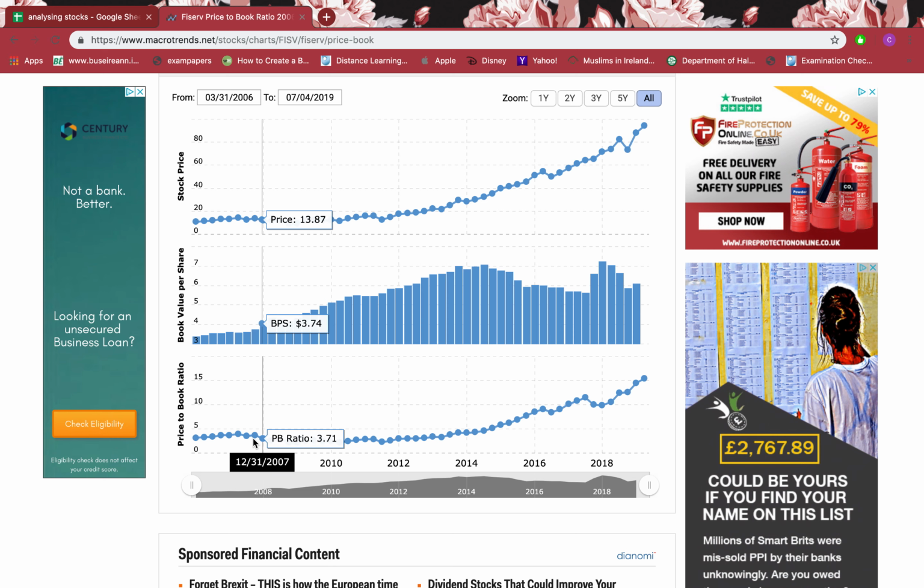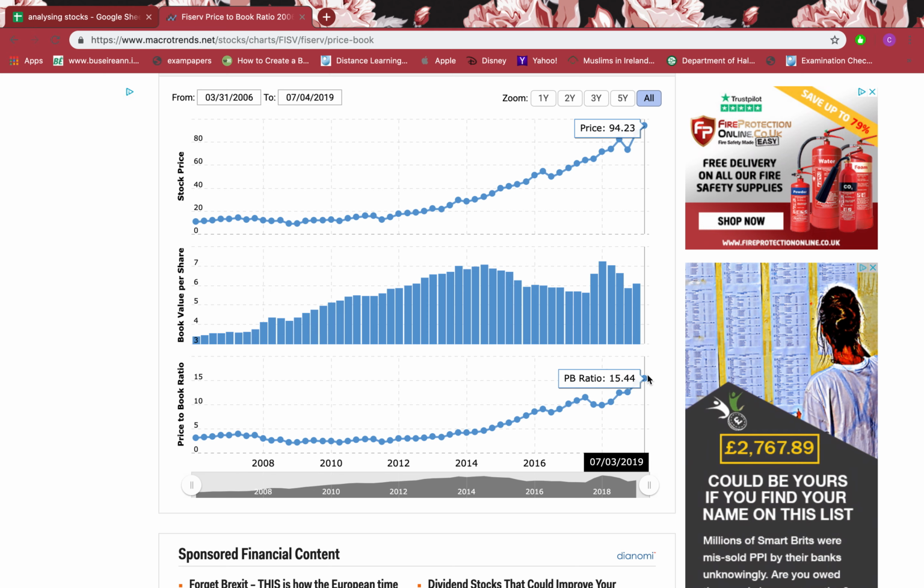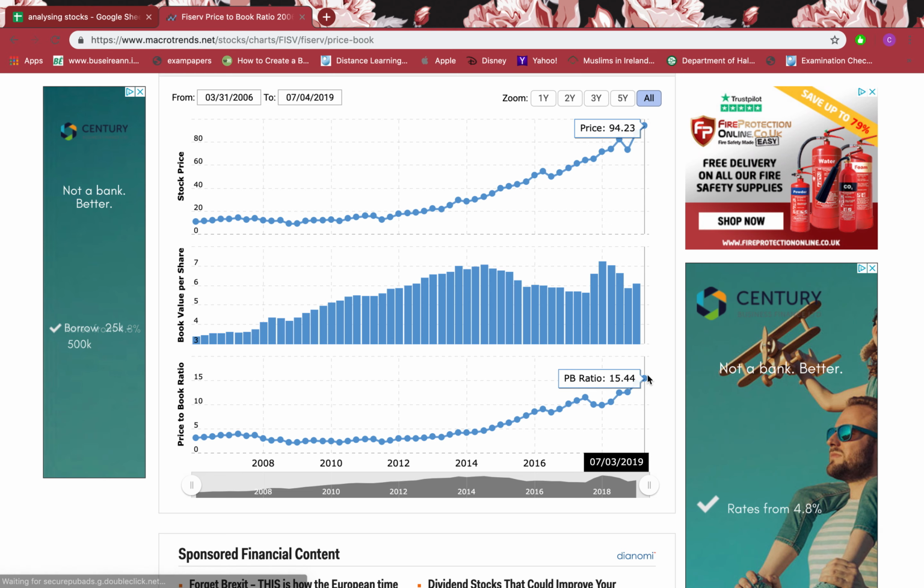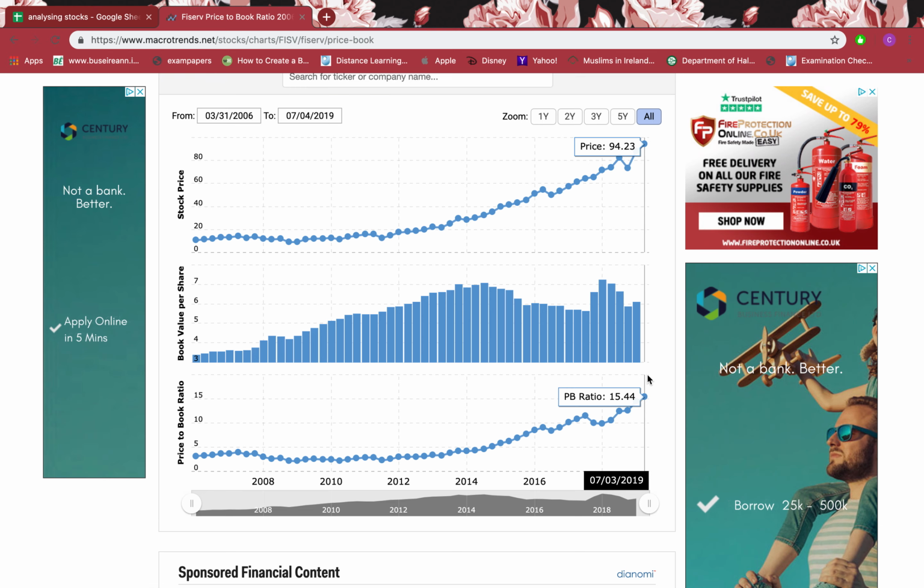If I just have a look at 2008 June, it was 2.62 times more expensive. So people who bought at that time, they got the stock 2.62 times expensive. But people who will be buying now, they'll be getting 15 times more expensive stock. So you need to be aware of that.